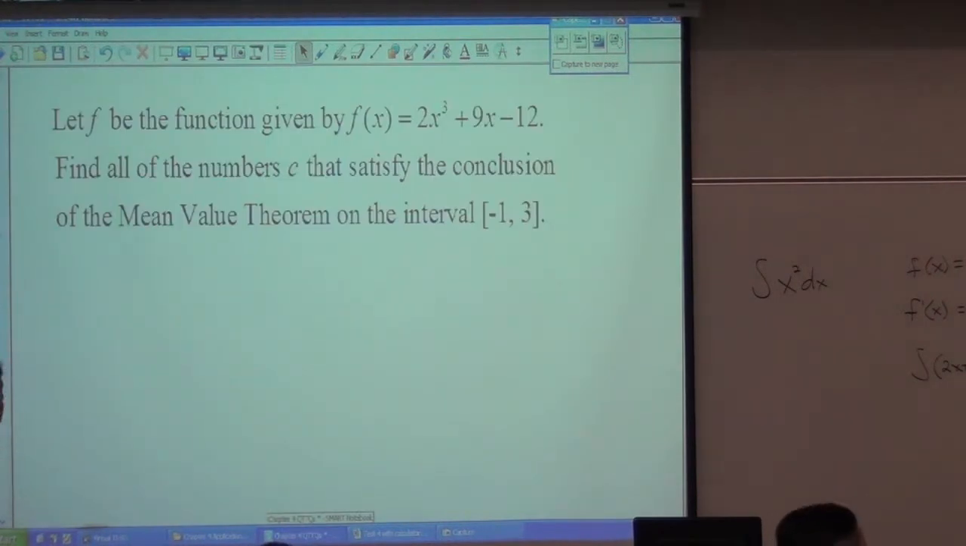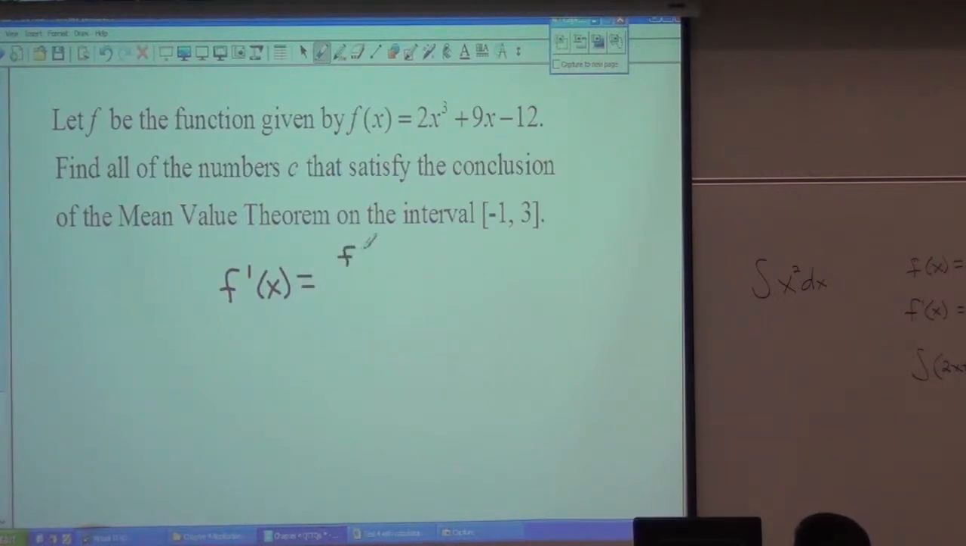Let f be the function given by f of x is 2x cubed plus 9x minus 12. Find all the numbers that satisfy the conclusion of the Mean Value Theorem on the interval [-1, 3]. What this is saying is we want to find all the numbers where the instantaneous rate of change equals the average rate of change. So how do you find the instantaneous rate of change? First derivative, right? Slope of a tangent line, the velocity, instantaneous rate of change. So basically, we want to take the first derivative and set it equal to the average rate of change.